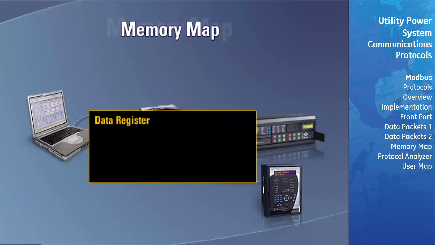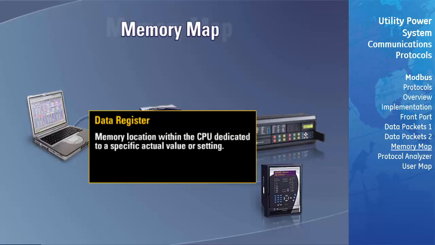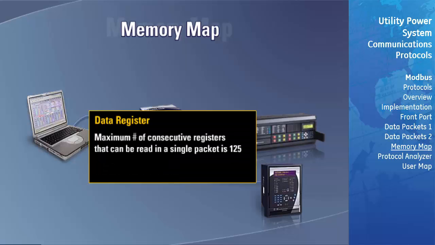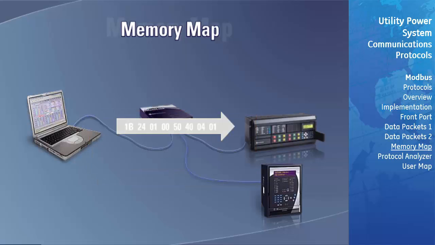A data register is a memory location within the CPU dedicated to a specific actual value or setting. Data registers are always 16-bit or 2-byte values transmitted with the high-order byte first. The maximum number of consecutive registers that can be read in a single packet is 125. Here we can see the format and content of the command data packets transmitted by the master to slave number 1 requesting the content of register 4050.